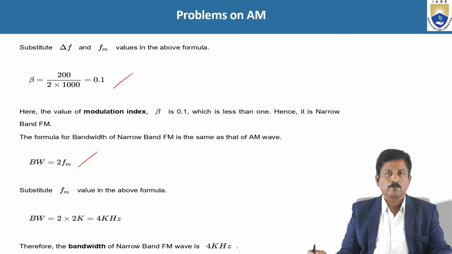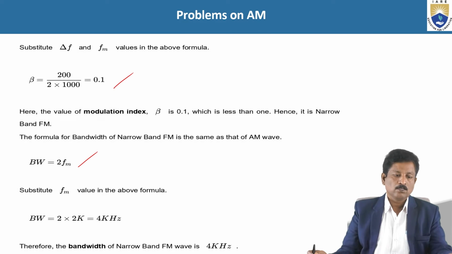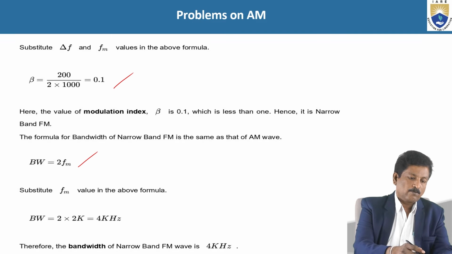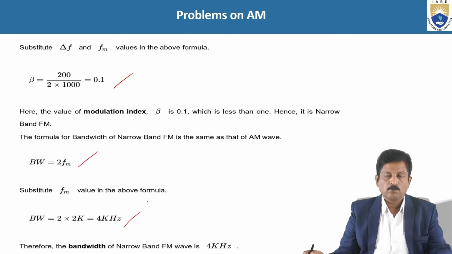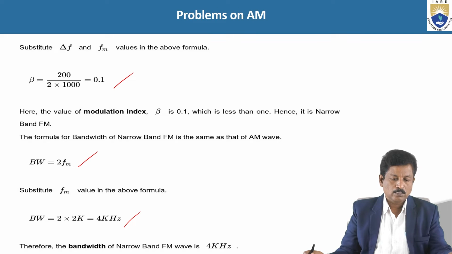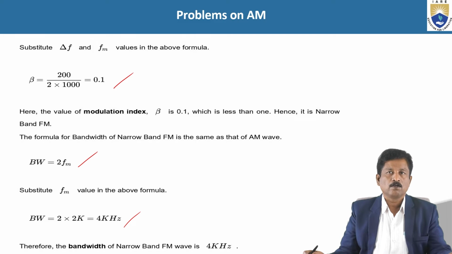The bandwidth requirement for AM is 2FM, so 2 times the modulating frequency. Here we get the bandwidth equal to 2FM. You know that the FM value is 2 kHz, so overall the bandwidth requirement is equal to 4 kHz only. This is about the given problem. We calculated all the things: what is the bandwidth requirement, what is the frequency deviation, and what is the modulation index beta value.